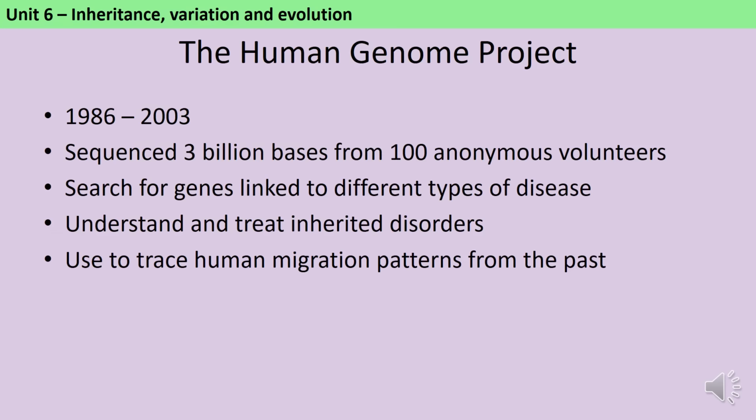It ran from 1986, although it officially launched in 1990, up until its completion in 2003. The scientists sequenced 3 billion bases of DNA from 100 anonymous volunteers to allow them to search for genes linked to different types of disease, understand and treat inherited disorders, and also to trace human migration patterns from the past.